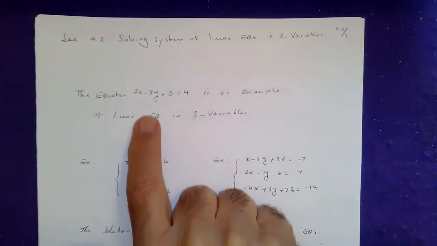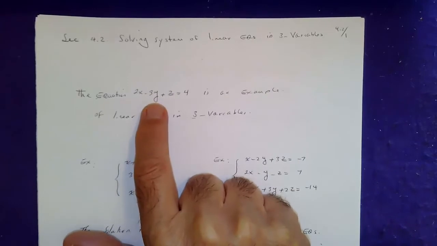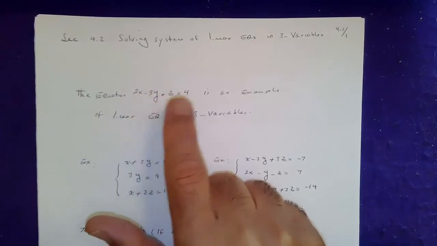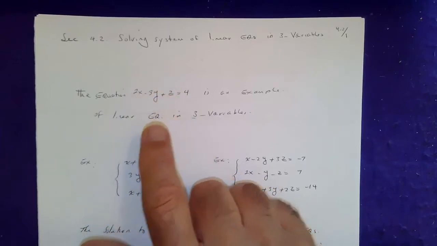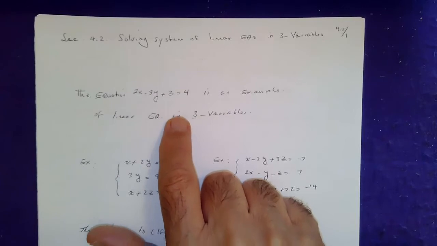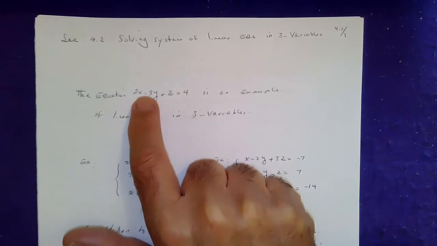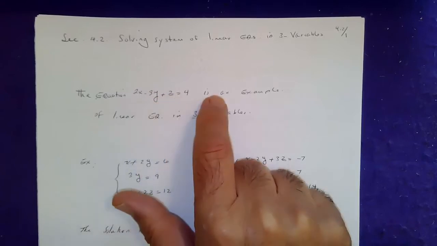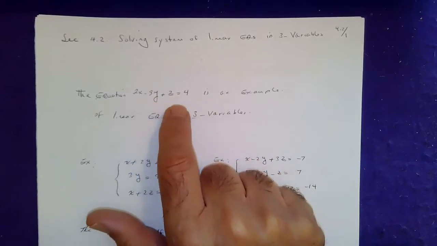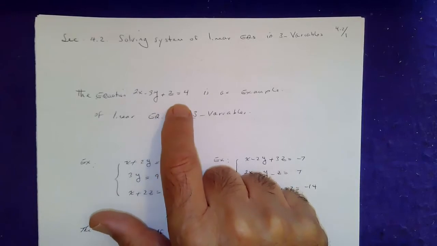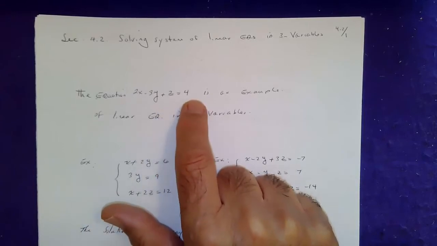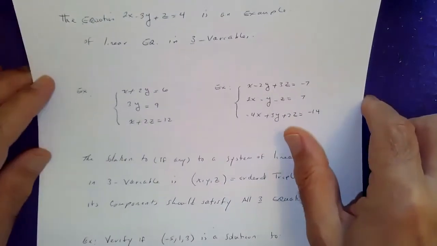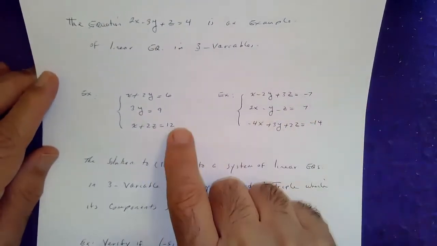A linear equation looks like this in three variables. You have x and y and z, and sometimes some variables would be missing depending on how the system looks. But in general, a linear equation in three variables x, y, and z looks like this: something times x plus something else times y plus something else times z is equal to a constant. Now, this is how a system of linear equations looks in three variables.